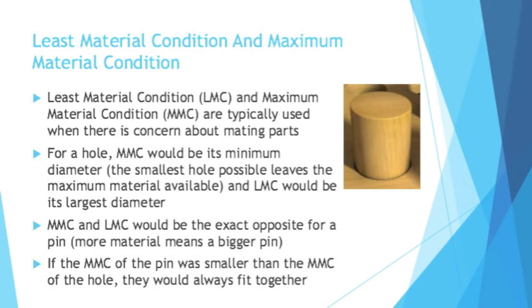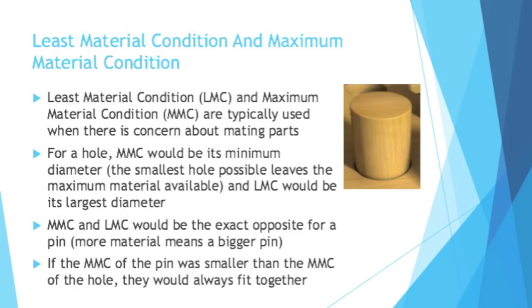Something that comes up quite a bit with GD&T, and something I believe that confuses people and you really have to sit and think about for a second, is least material condition and maximum material condition, typically referred to as LMC or MMC, and there's symbols for each one as well. They're typically used when there is concern about mating parts, so two parts coming together. For a hole, maximum material condition would be its minimum diameter. That makes sense. So if you have a small hole, you have as much material as possible.